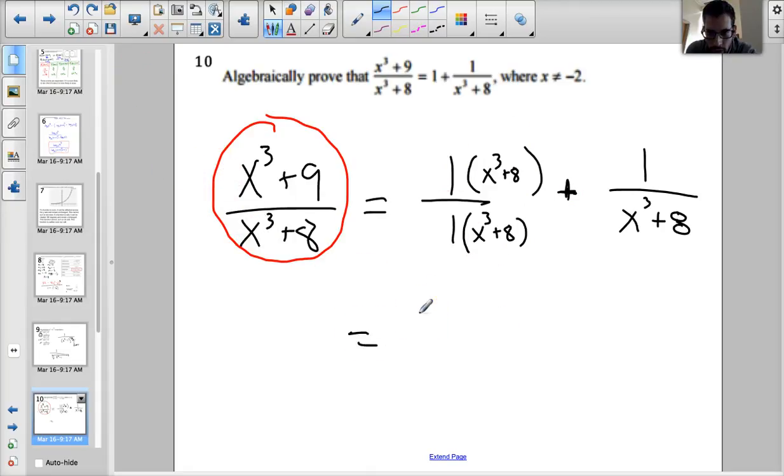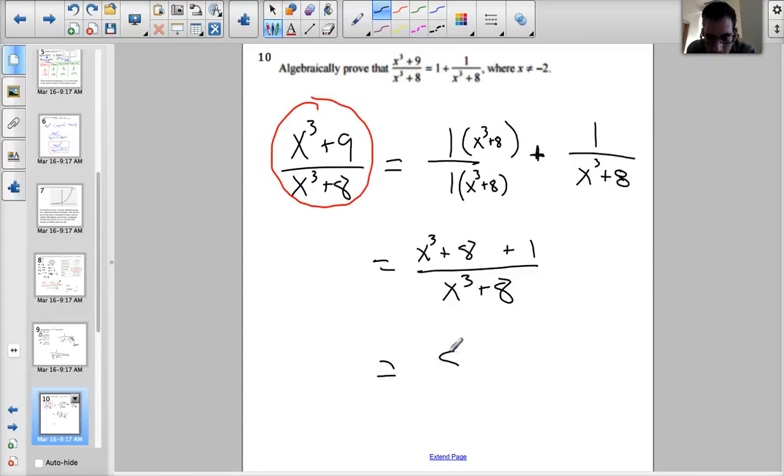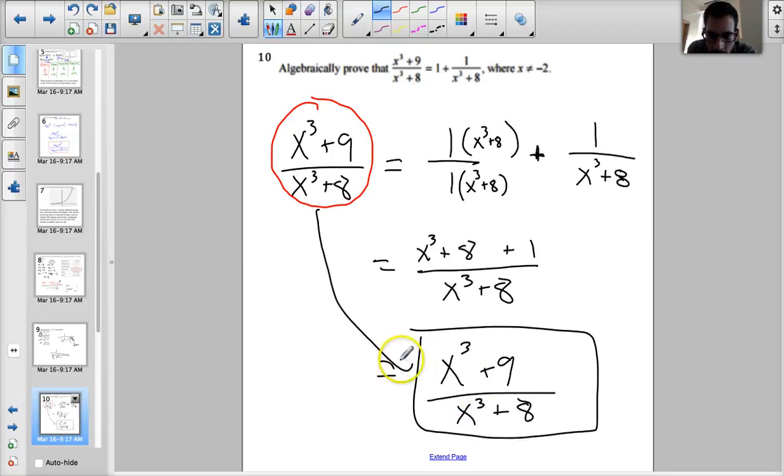So this will be equal to x to the third plus 8 times 1, which is just x to the third plus 8, plus 1 over common denominator x to the third plus 8. And then this is going to become x to the third plus, why did I write an 8? I don't even know why I did that. This is going to become x to the third plus 9 over x to the third plus 8. And there I have it. This and this are identical. I have algebraically proven that this half is the same as that half.